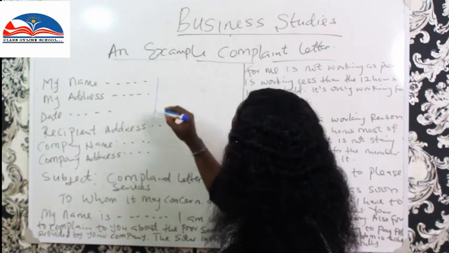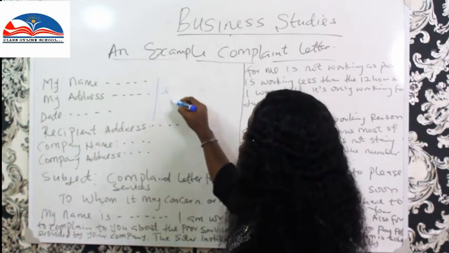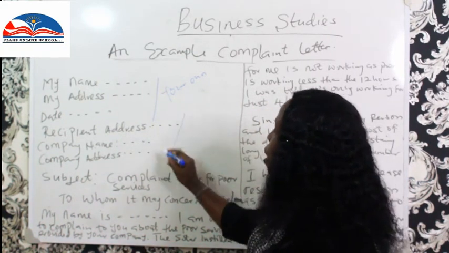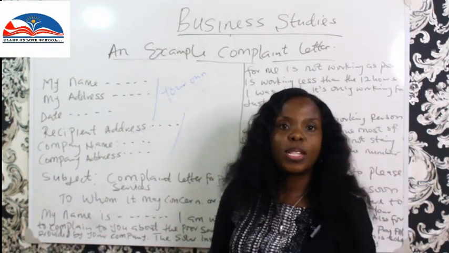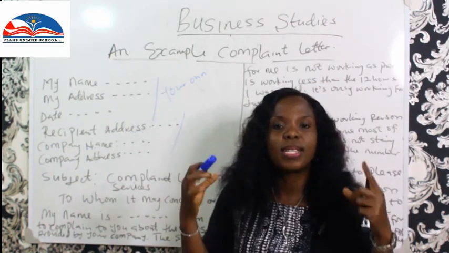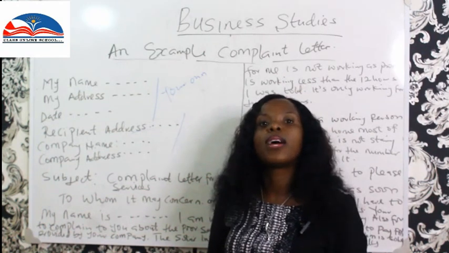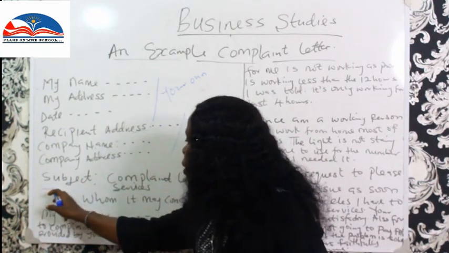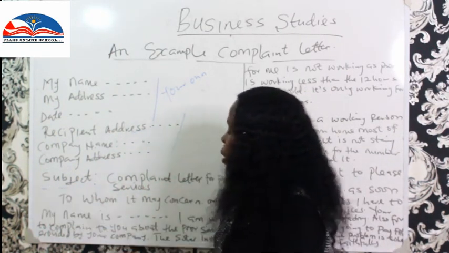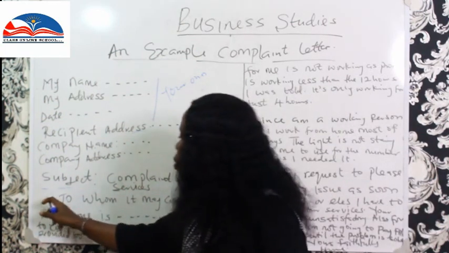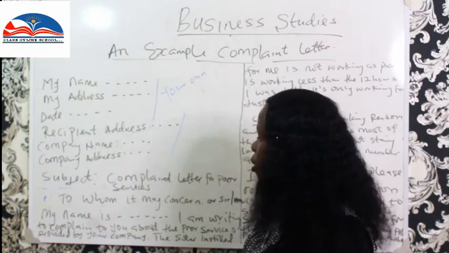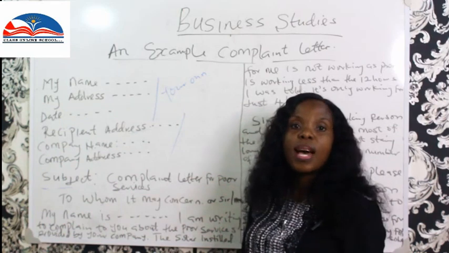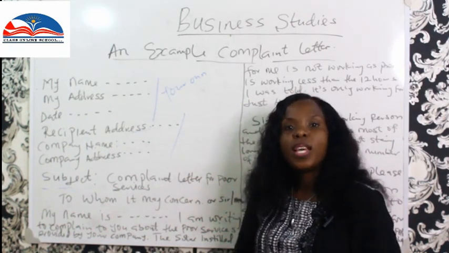This is the first one, which is your own information. Then here is the recipient's own, which is the company that has rendered you the services that you are not satisfied about. Now, here is the subject. Then, the next one, this is the salutation. The salutation can go: to whom it may concern, dear sir, dear madam. Then you take the body.